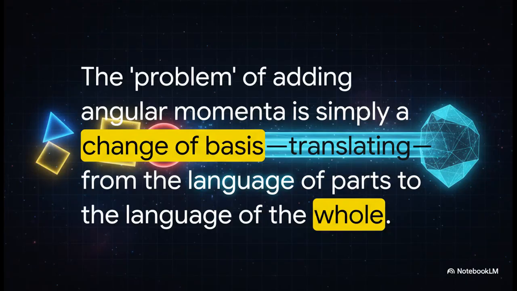And that right there is the entire game. The whole problem of adding angular momenta really just boils down to figuring out how to translate between these 2 descriptions. It's all about learning the rules to go from talking about the individual pieces to talking about the whole shebang. And once we crack that code, we can predict all sorts of cool collective behaviors.